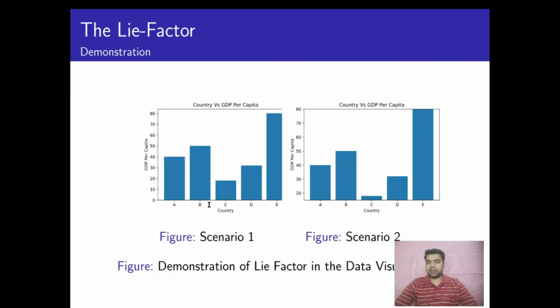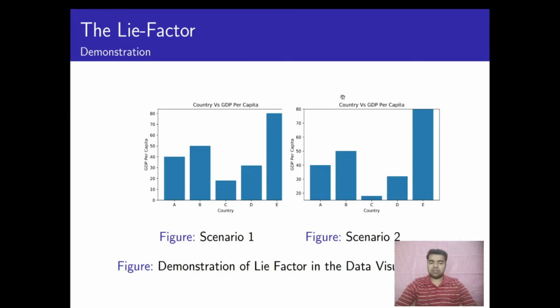So let's take two different scenarios, scenario 1 and scenario 2, and both of these graphs represent the same information, that is GDP per capita for 5 different countries. What we notice from scenario 1 is that the GDP for country C is less compared to other countries, but it is not negligible, right? However, when we move to scenario 2, what we see is a picture in which the GDP per capita for country C is negligible, right? Again, the numerical values are the same. However, the interpretation that we get out of these two graphs is different.